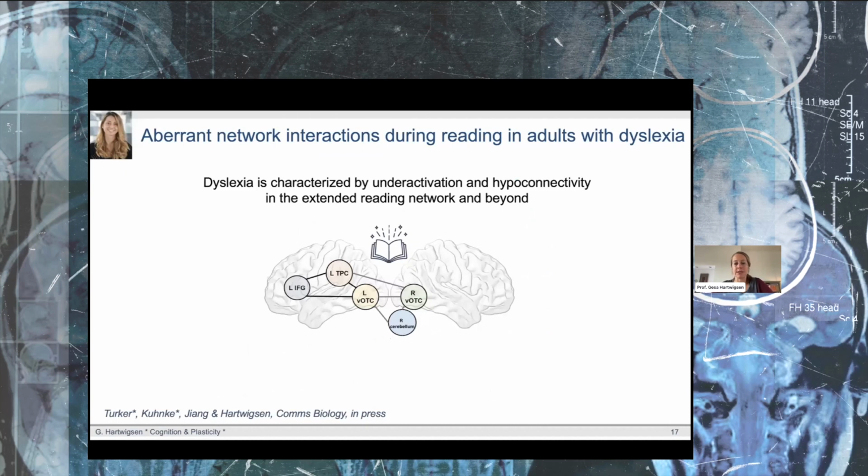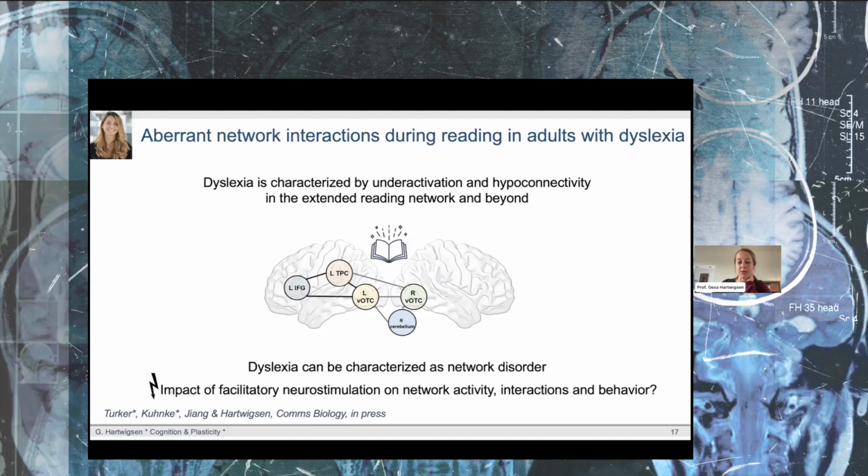So this leads us to the idea that dyslexia is maybe best characterized by underactivation and hypoconnectivity in the extended reading network and beyond, so including classical reading areas, right hemispheric areas, and also domain general areas. The first conclusion is that dyslexia can be best characterized as a network disorder. And the next question that we were interested in is whether we can improve task performance, and what the impact of facilitatory neurostimulation will be on network activity, network interactions, and how this relates to induced behavioral changes.